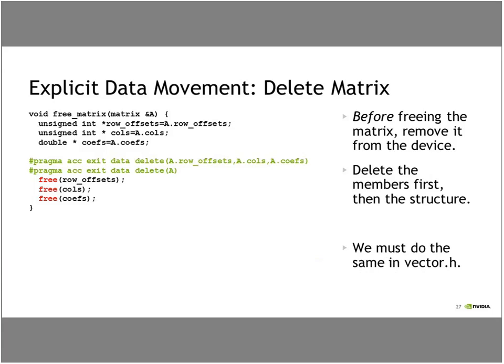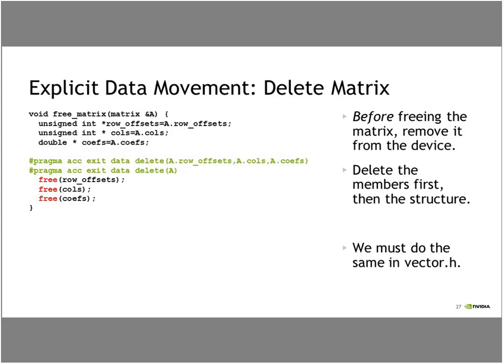So here's my free matrix routine or function, and I'm just doing the reverse, and I do everything completely backwards. I take A row offsets, A columns, and A coefficients off the device. Now notice I didn't have to give size because I'm taking the whole thing off. So I'm taking those 3 off, then I'm removing the structure from the device, and lastly I'm freeing those on the host. So before you free the matrix, you have to remove it from the device, and then you can free on the host. Now I'm not going to show vector.h, but we need to do the same thing for our vector structure, and you'll see that in the lab that I'm going to encourage you to do this week. So you can assume I've now done the same thing with the vector class as well. On its initialize function, we allocate space, and on its finalize function, we free.